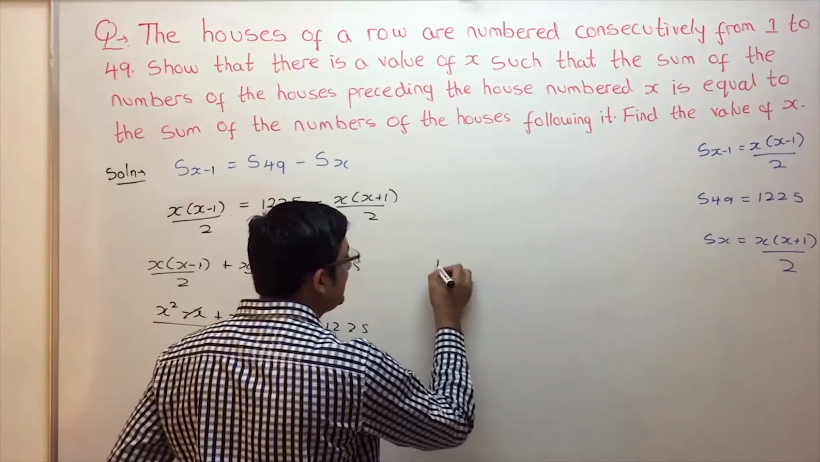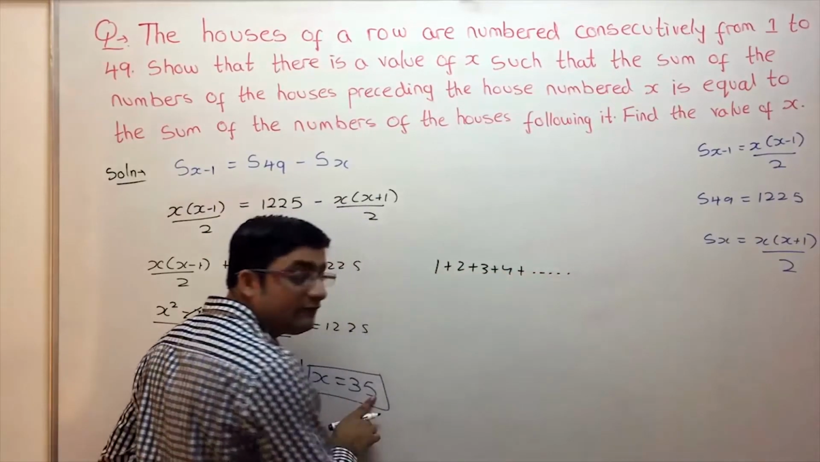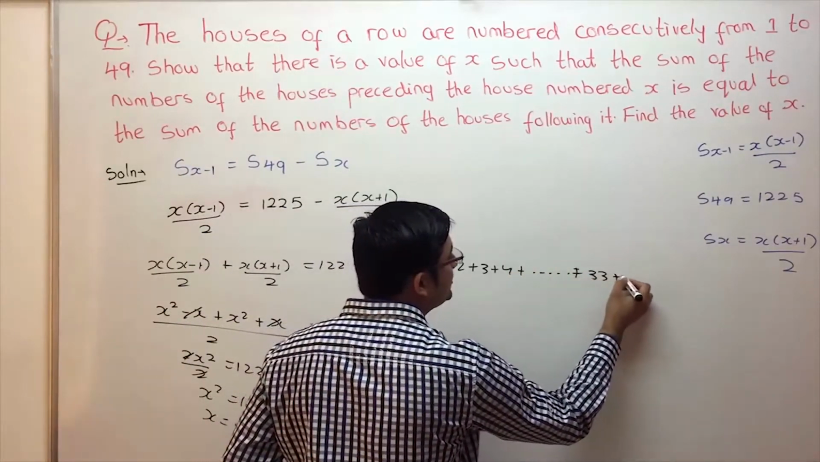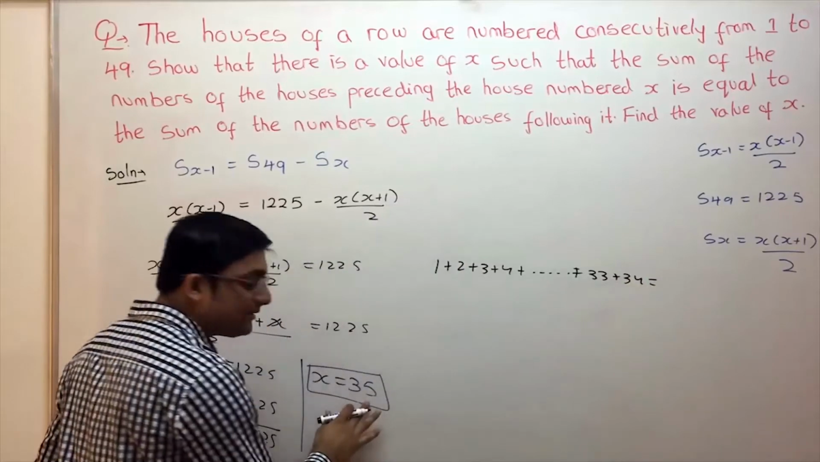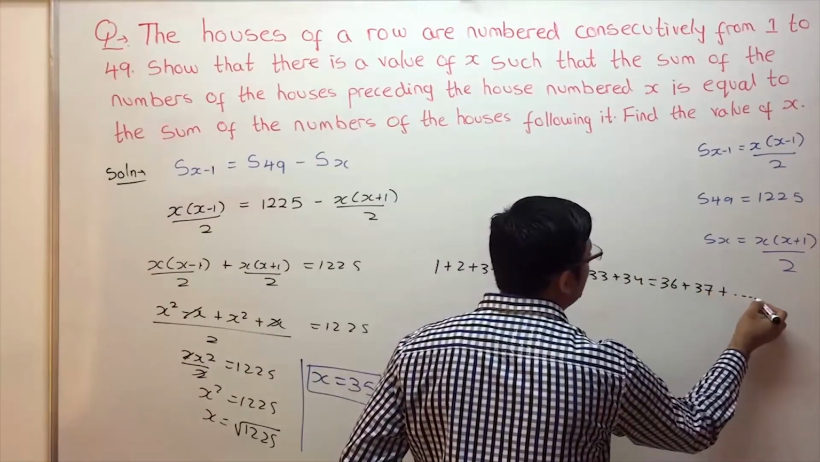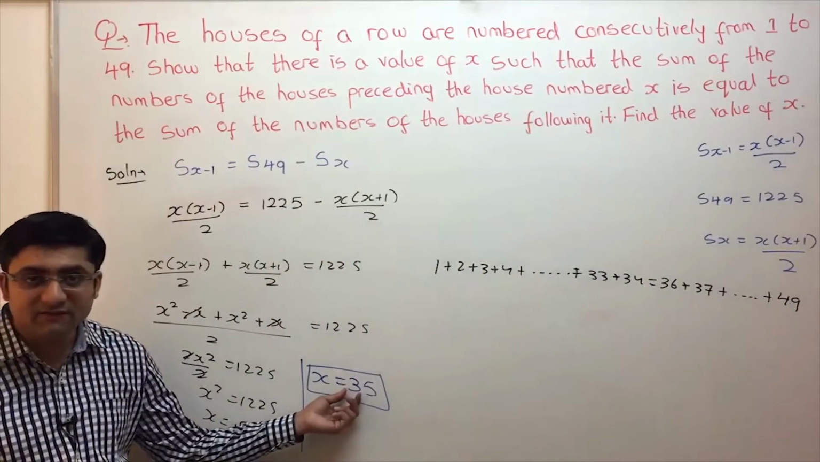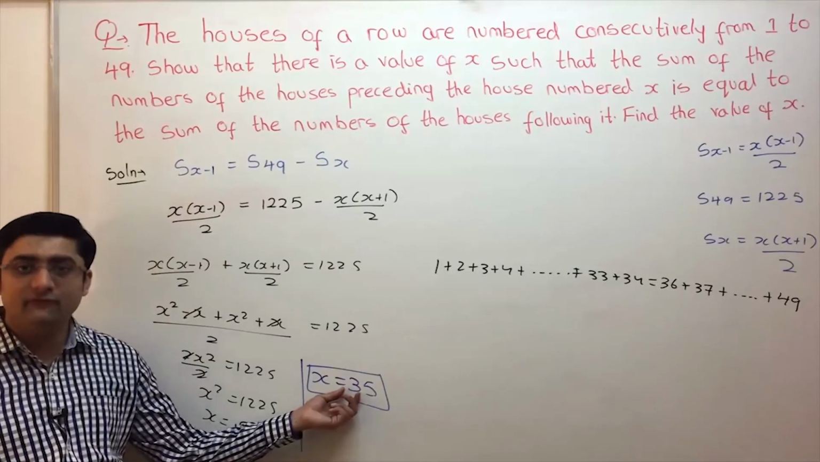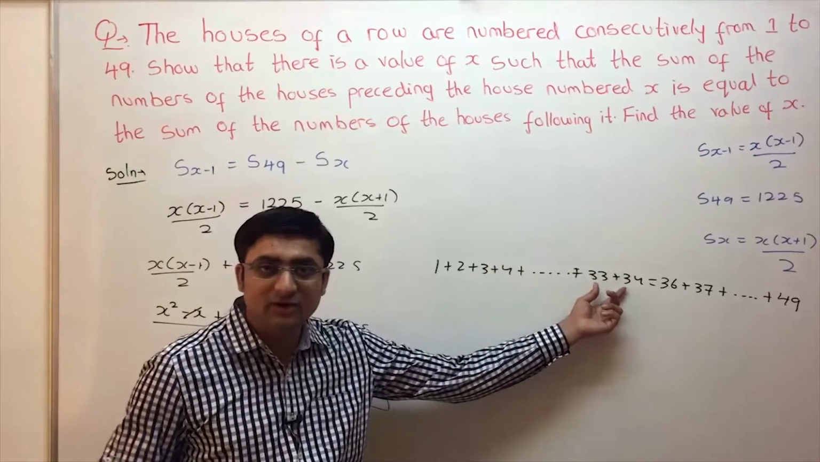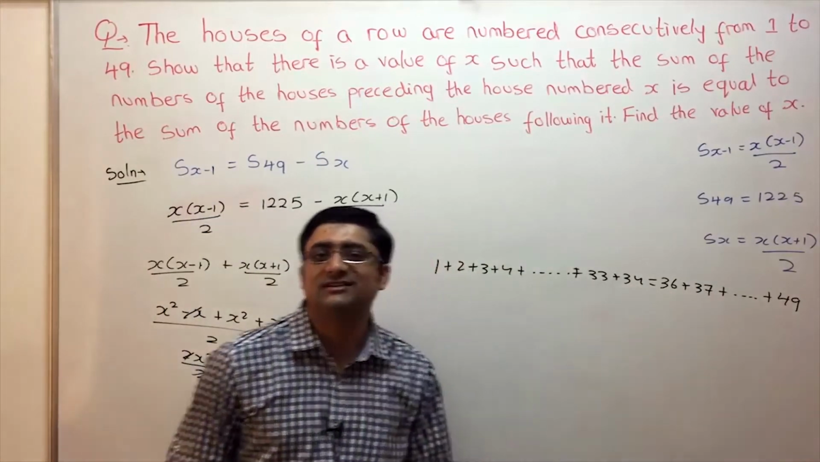So what this means is that 1 plus 2 plus 3 plus 4 right up till 35, just before it, so plus 33 plus 34, is equal to sum of the houses after it. That is 36 plus 37 and so on up till 49. I repeat, what is the meaning of this value of x? Sum of all the numbers before x. So sum of all the numbers from 1 before 35, meaning till 34, is equal to sum of numbers after this till 49.